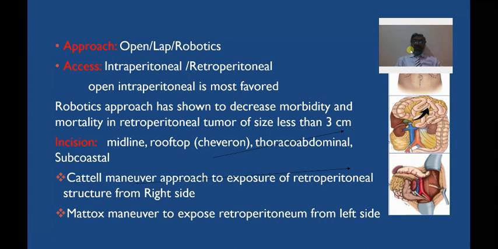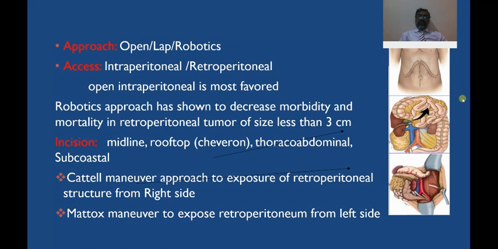Our open approach incisions can be midline, rooftop, which is called chevron, then there is the thoracoabdominal approach or subcostal approach.